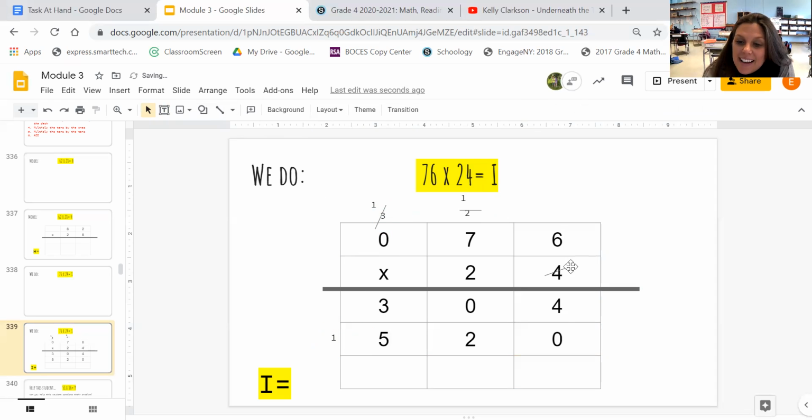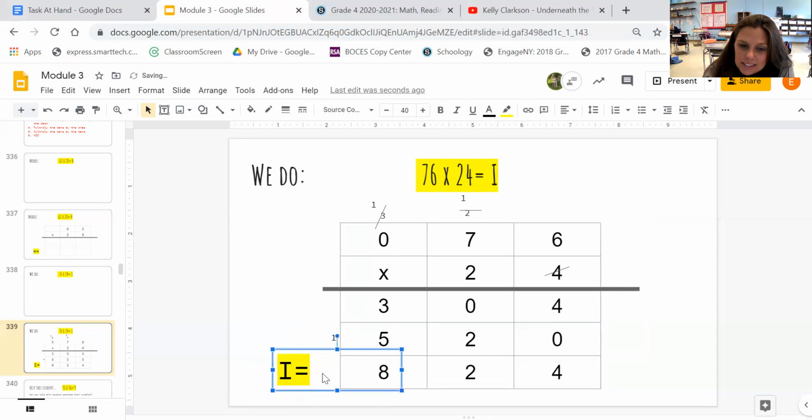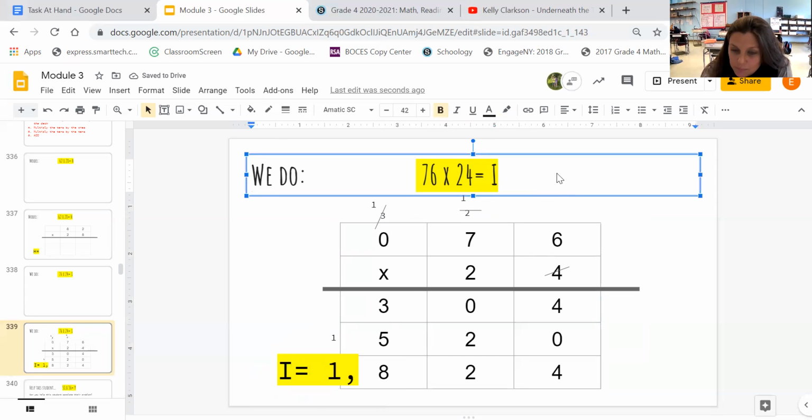Now we get to add them all up. So 4 plus 0 is 4. 0 plus 2 is 2. 5 plus 3 is 8. 1 plus 0 is 1, giving us an answer or a value of 1,824. Okay? Hopefully you did that one correctly.